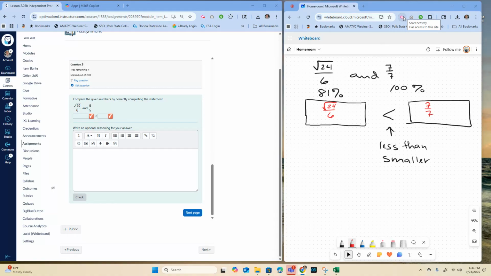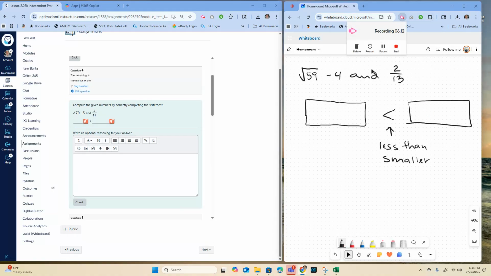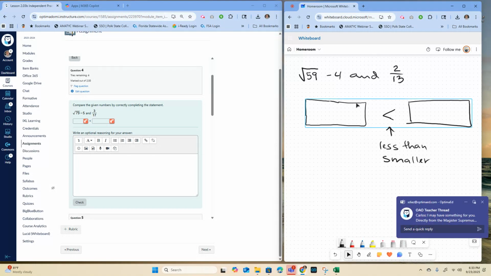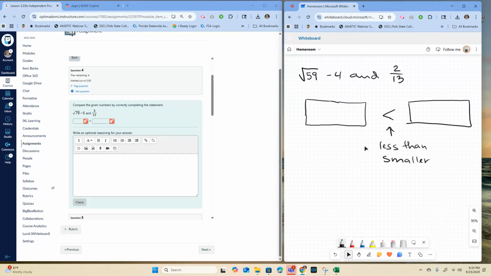Let's go to the next problem. All right, here's question number 4. And again, I'm going to do similar exercises. We're comparing these numbers, rational and irrational numbers. But the way you're going to compare them is, whatever number is not a decimal, you're going to convert it to a decimal, and then convert it to a percent. And the reason I'm doing that again is because it's much easier to compare the percentages than the decimals.